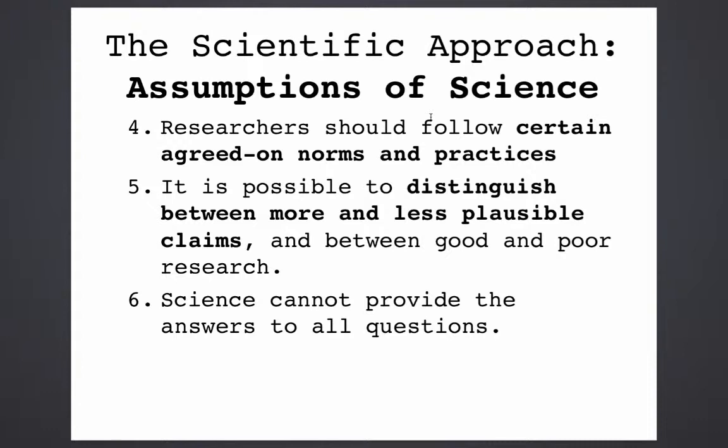The fifth assumption associated with the scientific approach is that it's possible to distinguish between more or less plausible claims, between good and poor research. So based on the idea that we have agreed upon norms and practices, we can judge the quality of research in terms of how well it was done. So ultimately, though, science cannot provide answers to all questions.